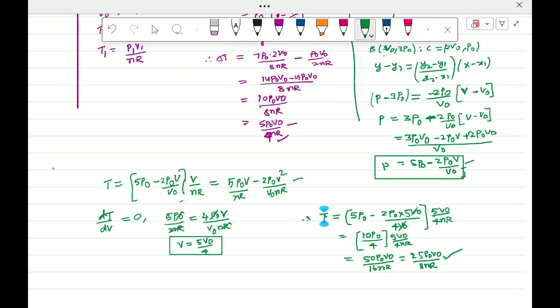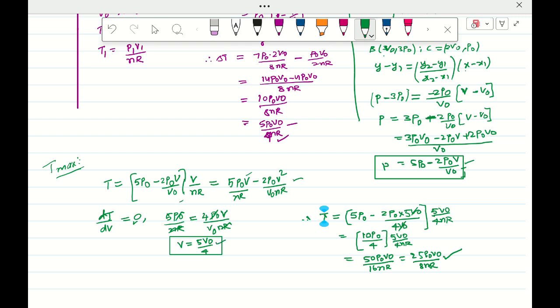Now it is asking for T maximum. In Newton's laws, work, power, energy, wherever a quantity is asked to be maximum or minimum, its derivative is equal to 0. Here the only variable in this equation is V, since V naught, P naught, n and R are constants. Therefore, dT by dV is equal to 0, so we get V equal to 5 V naught by 4.